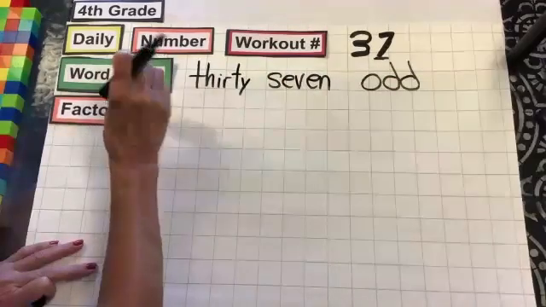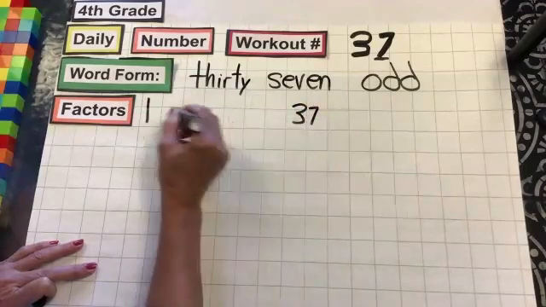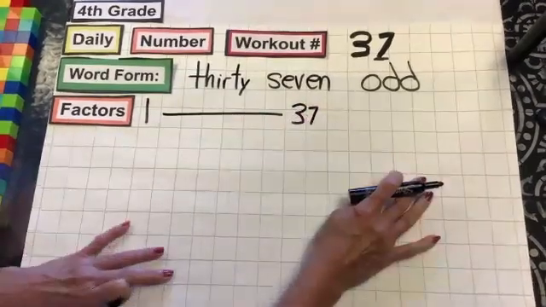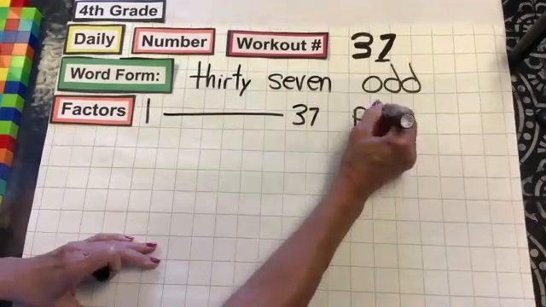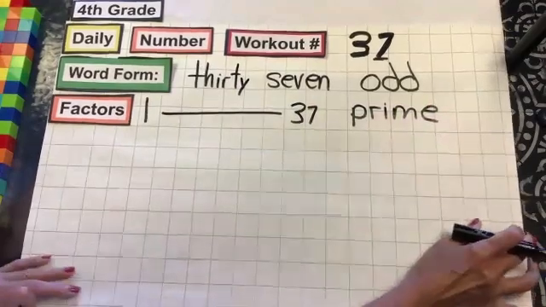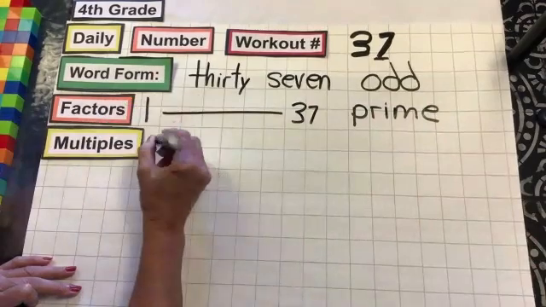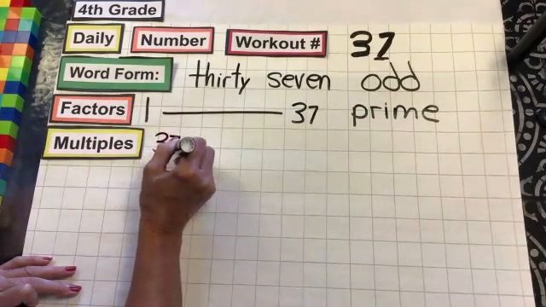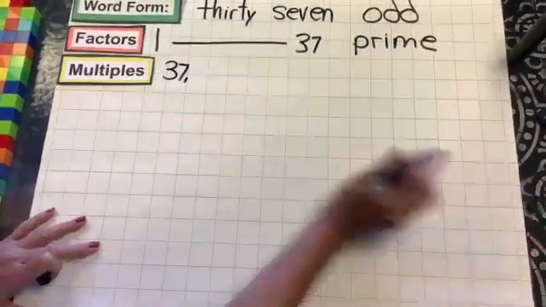All right, the factors of 37 are 1 and 37. Guess what? That is it. And because that's all the factors, it is prime. One in itself, prime. Moving right along, let's go into multiples. So of course, 1 times 37 is 37. We're counting by sevens. Let me move my paper up a little bit so you can see.